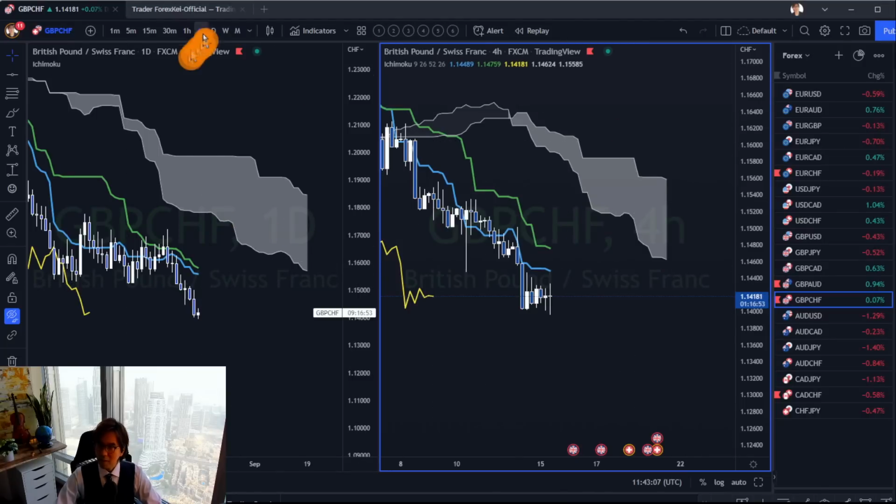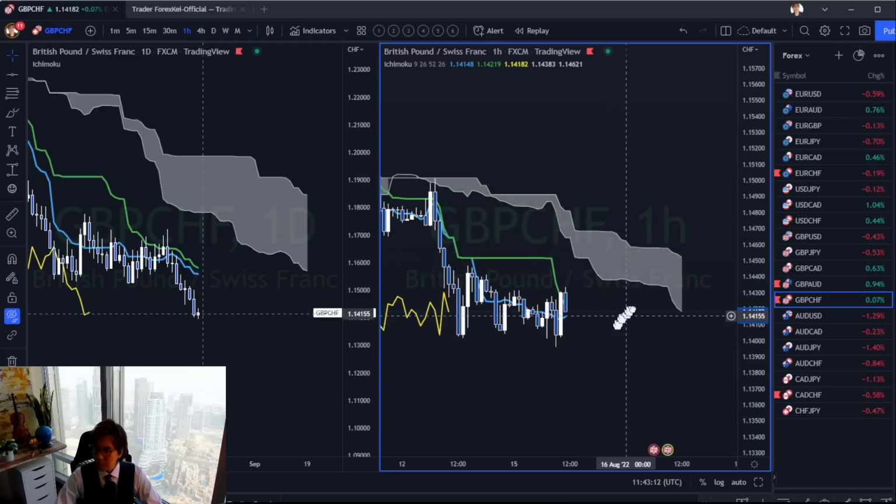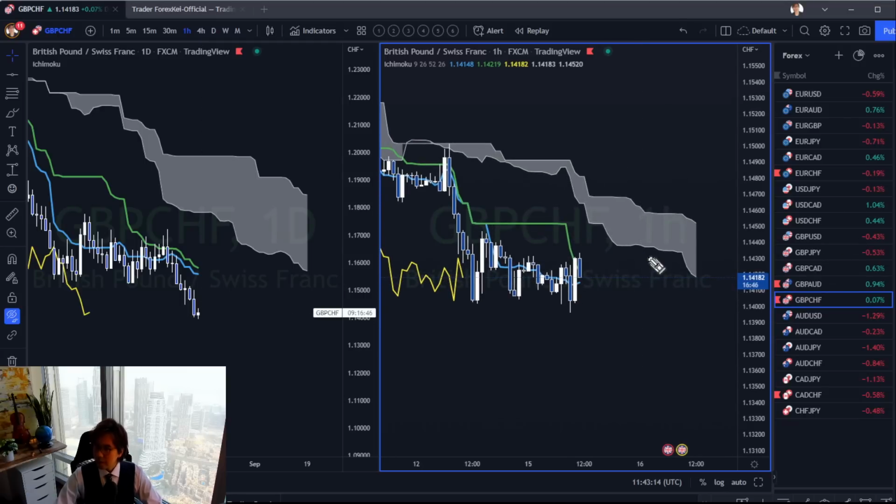Let me switch to 1 hour. Okay, so here is what you see in 1 hour. In the 1 hour time frame, if you only look at the price action, it's been ranging for the last 1 day. However, Senko span B is down, Senko span A is also down, Kijun Sen is also down. So that means the market may break support and continuously go down this way, because sellers are more dominant than buyers on these two time frames.